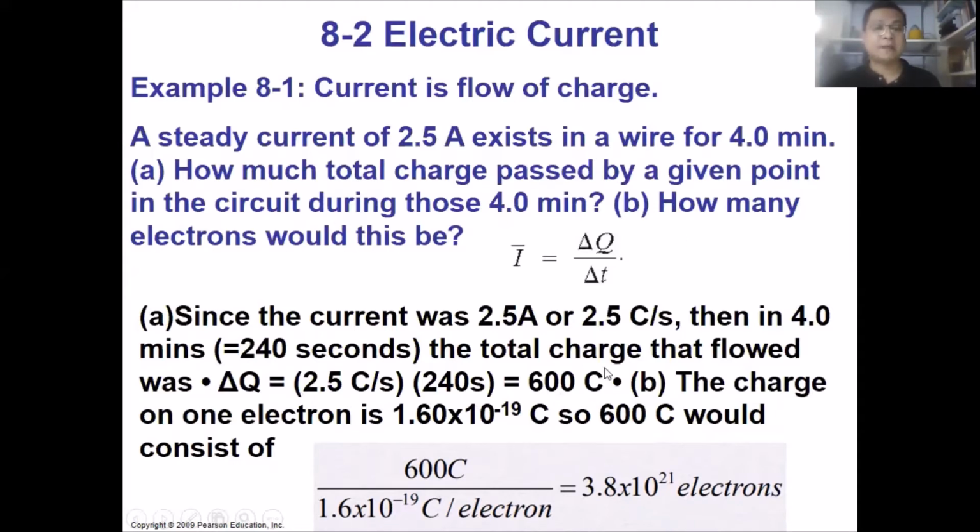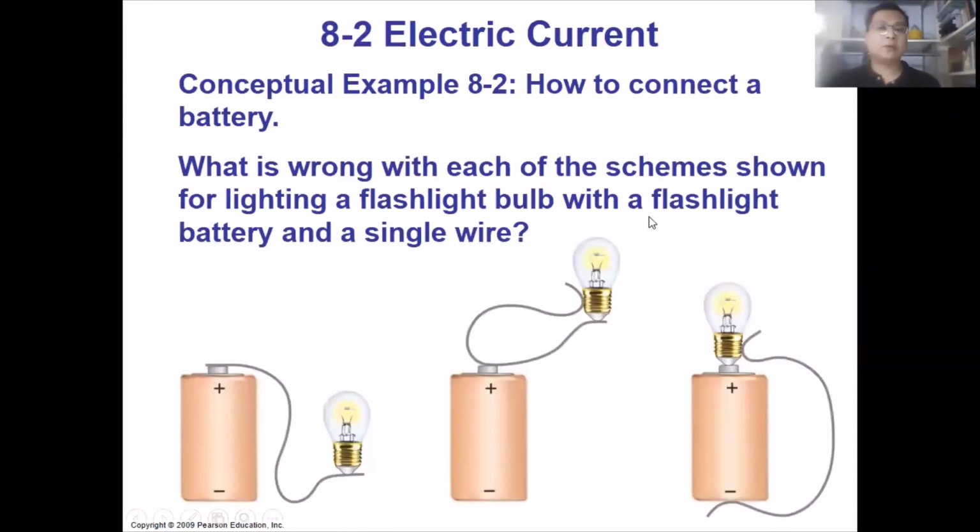Okay, and then for the second question, the charge of 1 electron is equal to 1.6 times 10 to the power of negative 19 coulomb. So we just divide the total coulomb by the charge of every electron. Okay, we go to the next slide.